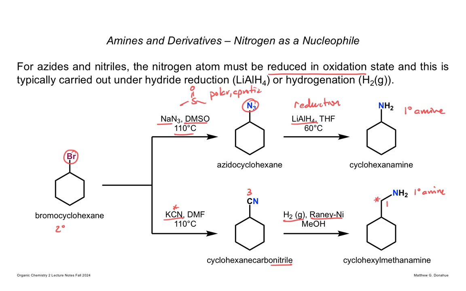So between the two, with sodium azide, the nitrogen is bonded to the carbon that was bearing the leaving group. Whereas with potassium cyanide, it's now 2 carbons over. So we call that a homologation, the difference between these two species.